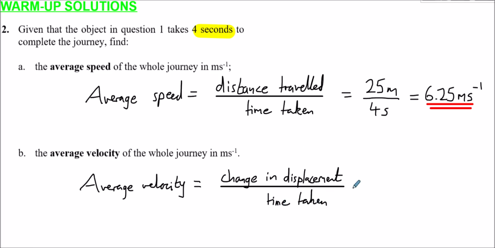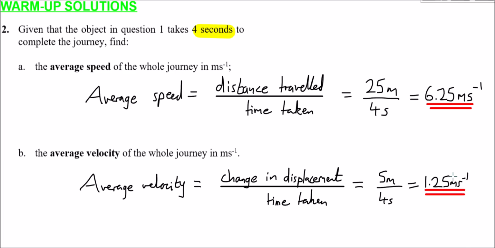It's still divided by the time taken, so that bit of the formula is the same. So the change in displacement for part 1 was just 5 metres, and the time taken, again, 4 seconds. So 5 metres divided by 4 seconds, that gives 1.25 metres per second. So as you can see, it's clearly not the same thing as the speed.